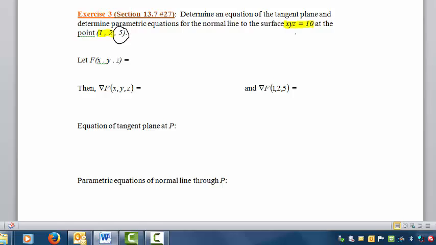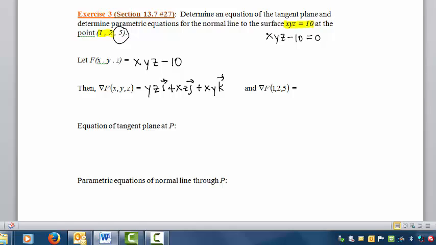We take xyz equals 10, set it equal to 0, and call this circled entity capital F. We take the gradient of capital F, so the partial with respect to x would be yz multiplied by i. The partial with respect to y would be xz multiplied by j. The partial with respect to z would be xy multiplied by k.